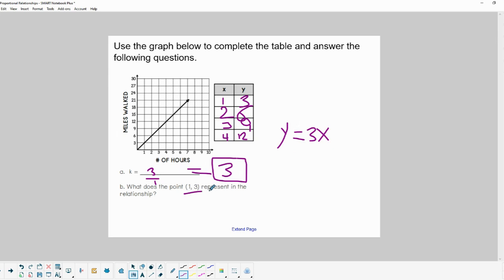Now what does the point 1, 3 represent? That for every hour walked, she goes 3 miles. So what we're saying is that we're walking at 3 miles per hour. That's how fast we're walking. So if you can keep that up, it's going to take a little more than 3 hours. It'll take you 3 hours and 20 minutes to go 10 miles. So not bad, right?